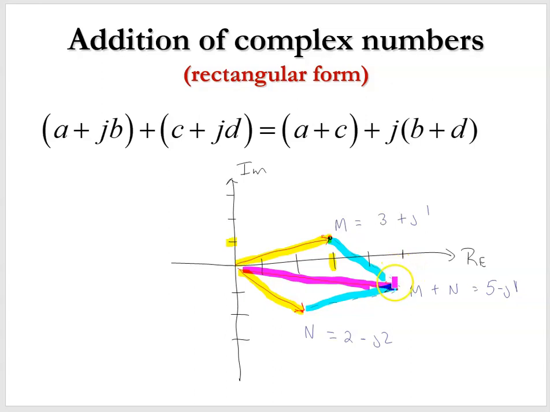So we can show that graphically, or we can add them simply by adding the real part. That's 5. 3 plus 2 is 5. -2 plus 1 is the -1. So there's the result of that.